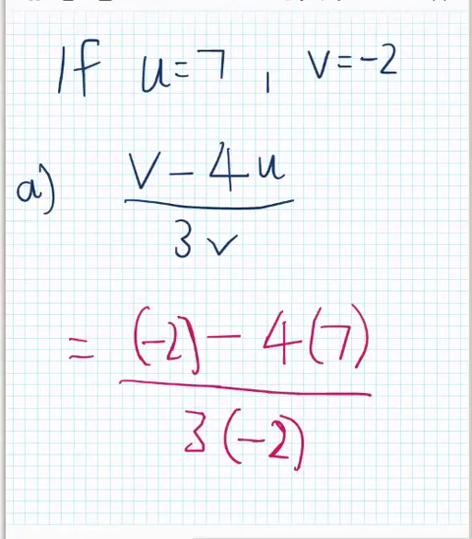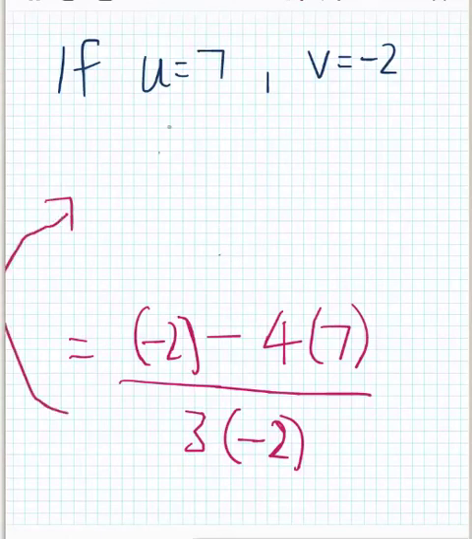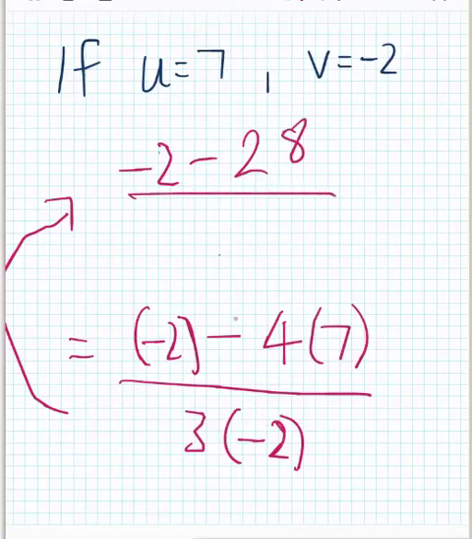Now I haven't left much room, so I'll just rub the question off. So I'll continue up here. All right, so I've just got -2. The bracket can disappear now. But here I've got a minus, and then 4 times 7 is 28, over 3 times -2 is -6. Now, before we start simplifying anything, you first do this part.